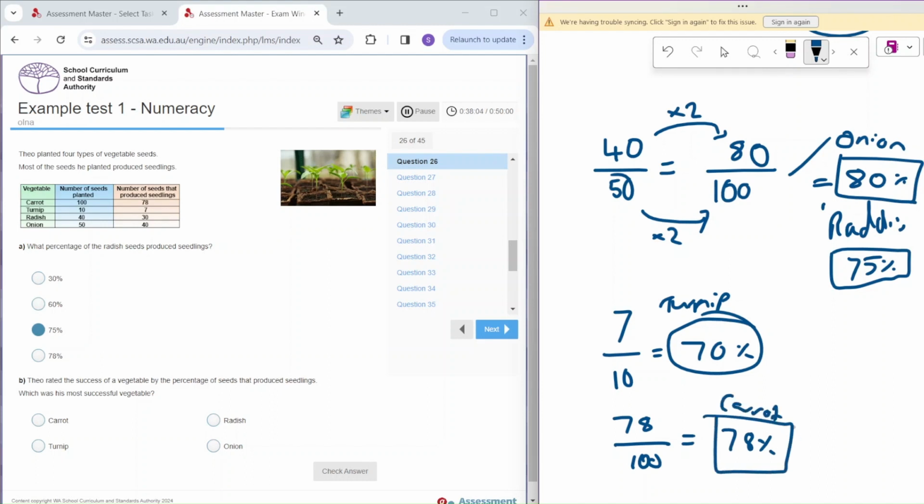So now we've worked them out. Which one's the largest? Which one has the highest percentage? Because, argument's sake, the highest percentage will give us the most successful vegetable. It's the onions, right? Yeah, because 40 out of 50 produce seedlings. So we're going to click on onions.